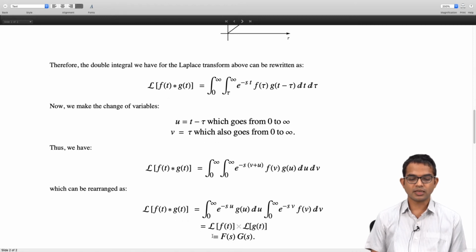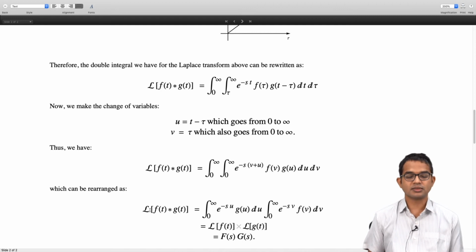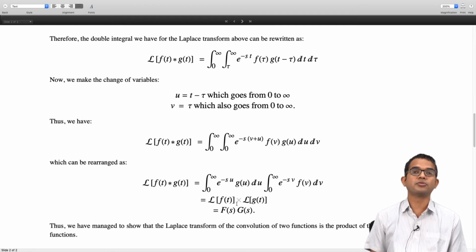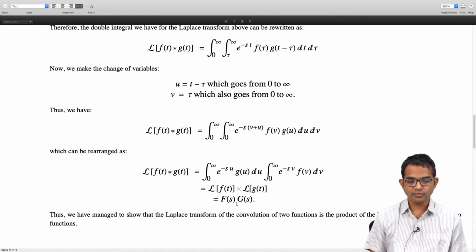So the key point is that I have shown that the Laplace transform of the convolution of two functions is the same as the product of the Laplace transforms, right? So what is a complicated operation in the time domain is just simply a product operation in the Laplace transform space, and that's where the power of this method comes from, right?